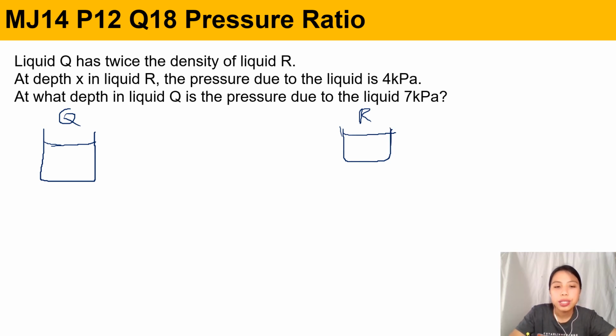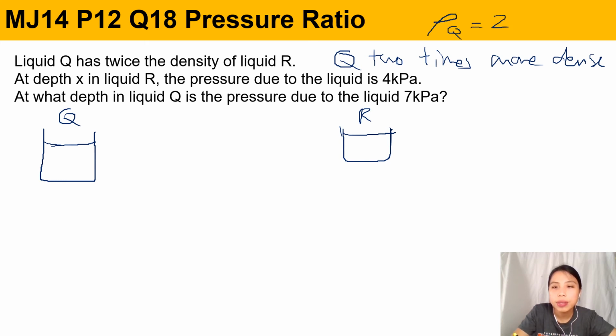So things to note. Liquid Q has twice the density of liquid R. So Q is 2 times more dense than R. In other words, we can say the density of Q is 2 times the density of R. So far so good? Okay, we're just changing words into equations to help us later on.